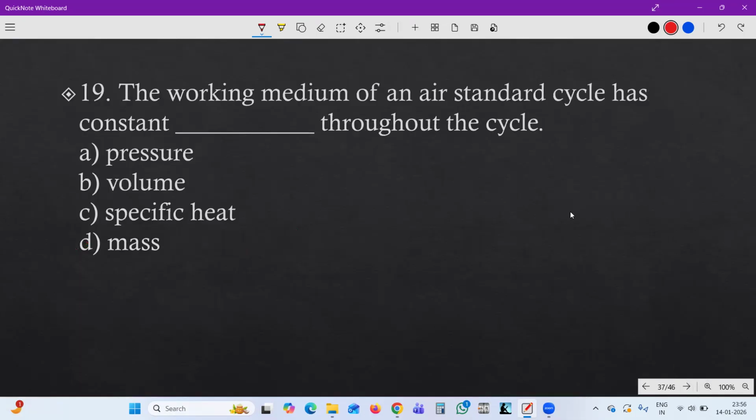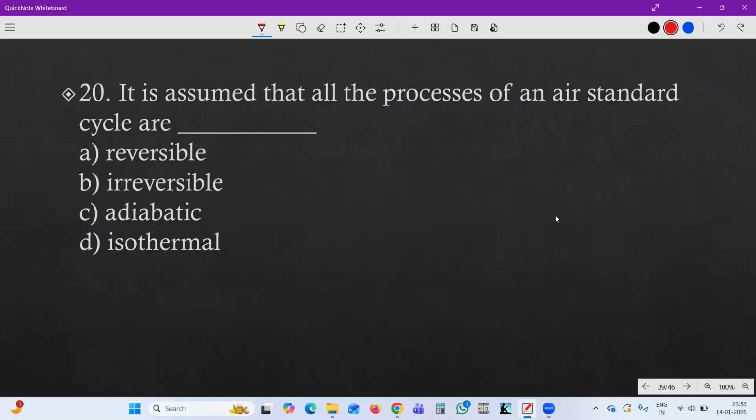19th. The working medium of an air standard cycle has a constant throughout the cycle. What is the constant in an air standard cycle? Options: A, pressure; B, volume; C, specific heat; D, mass. Let's see the answer. The working medium of an air standard cycle has a constant specific heat throughout the cycle. So its answer is C.